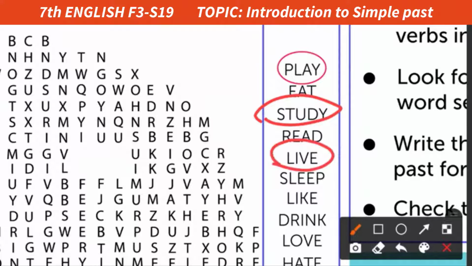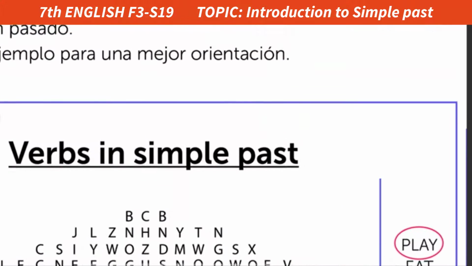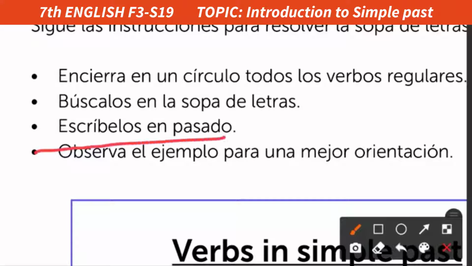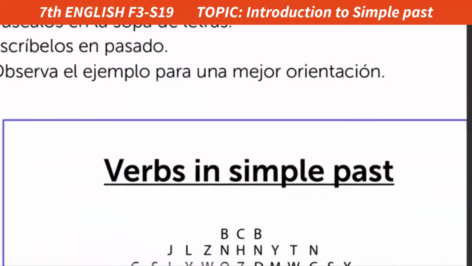So, first, circle all those that are regular. Encierra en círculo todos aquellos que son regulares. Luego, after that, you find them in the grid. Después los encuentras aquí en el grid. Yes? Now, the next activity is that you have to write them in the past. Escríbelos en el pasado. ¿Cómo?